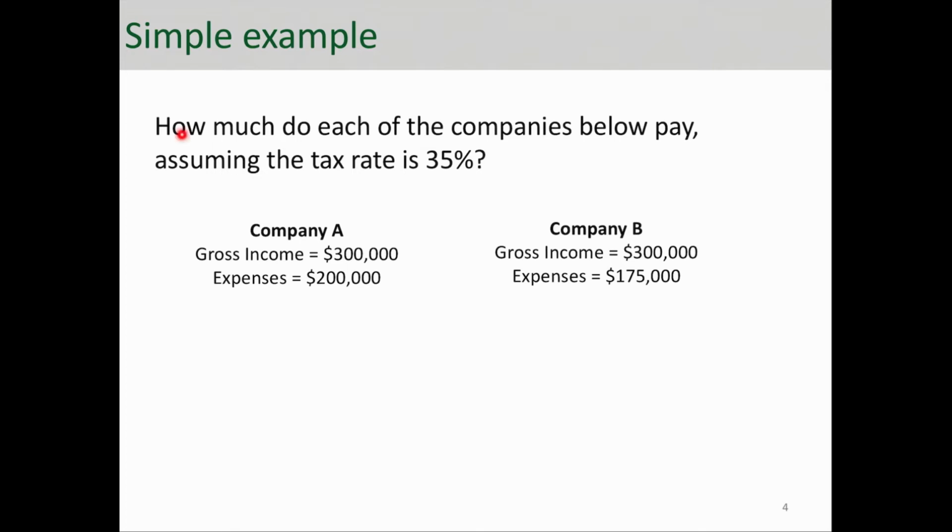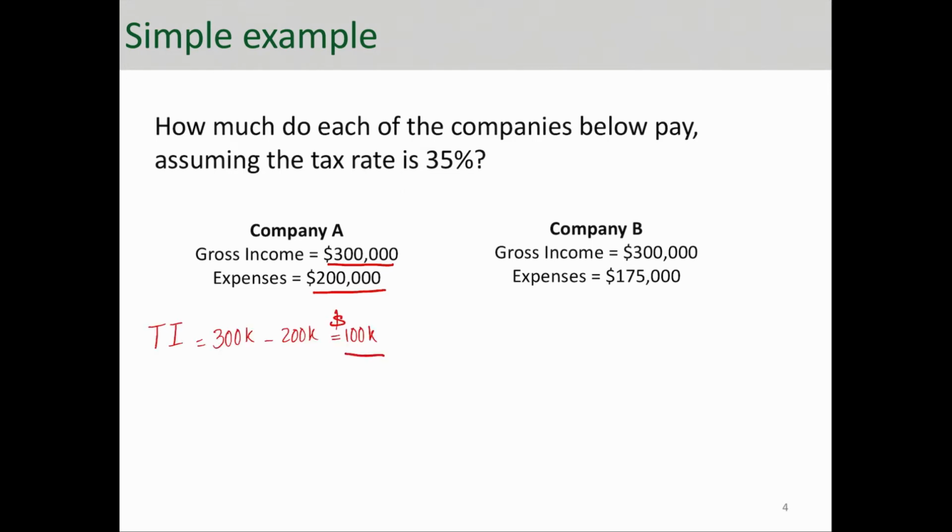Here it says, how much do each of the companies below pay, assuming the tax rate is 35%? Well, we're given the gross income and we're given the expenses for each one of them. We need to find the taxable income and then apply the 35% tax on that. So let's go ahead and do that. Here is the gross income, $300,000, and the expenses is $200,000. Therefore, taxable income is the difference, $100,000.